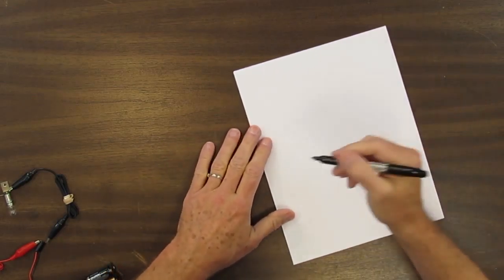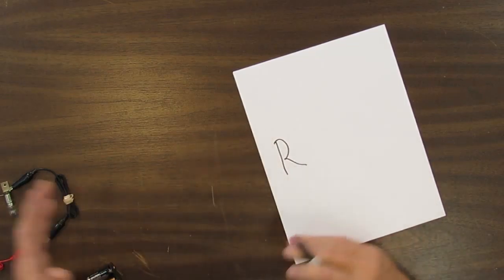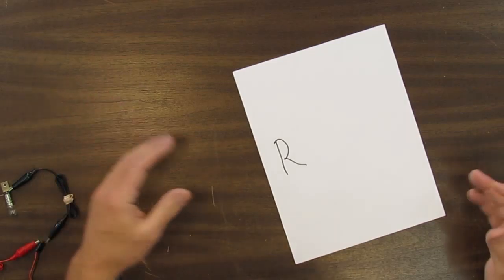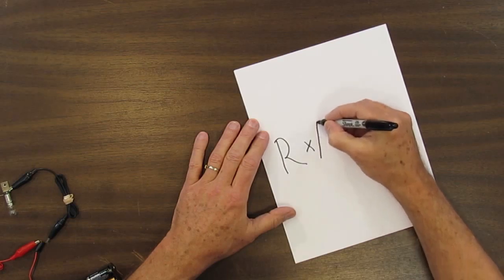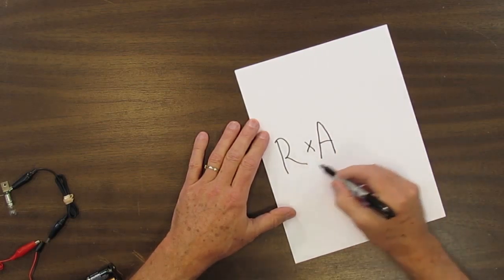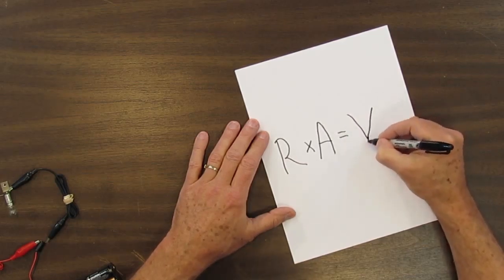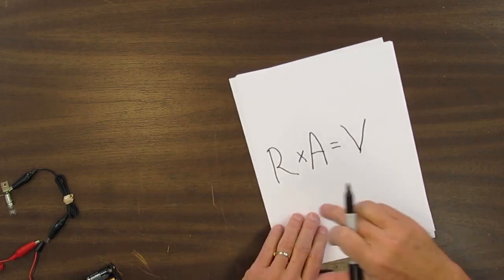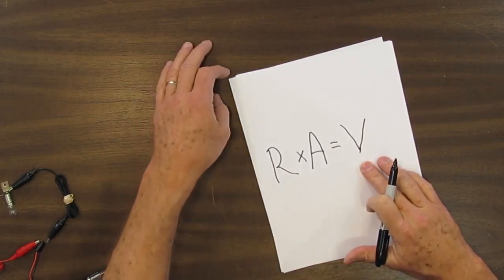And it's like this. If we take the resistance of a piece of circuit, it can be a single component, it can be a stretch of circuit, and we multiply it by the current that's flowing through it, we will get the voltage that would be measured across it. The resistance times the current is equal to the voltage.